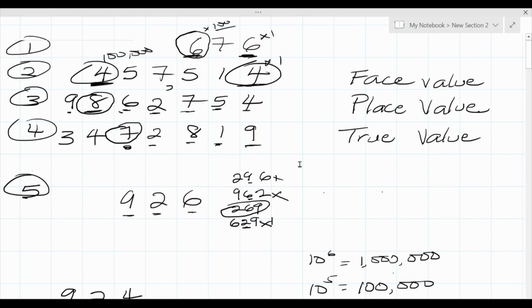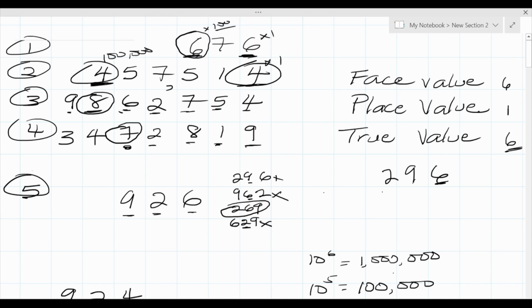So before we go, let's remember that we have face value, place value, and true value. So in the number 296 here, let's take the 6 for example. The face value of the digit here is 6, and then the place value is 1, and then to arrive at the true value we multiply 6 by 1 and we would get 6. So that's the true value of this digit here.